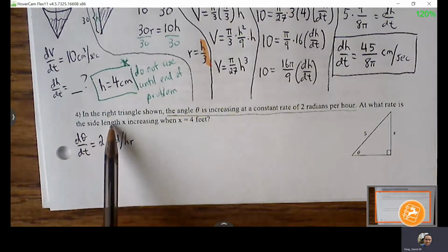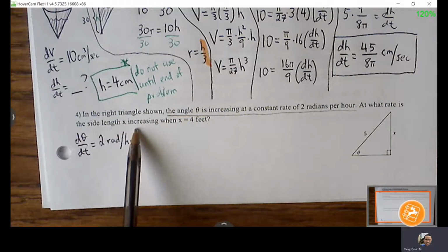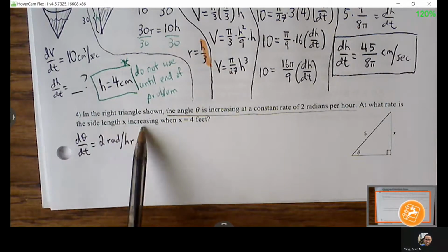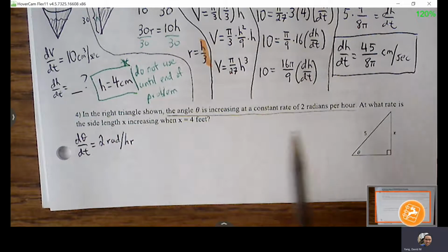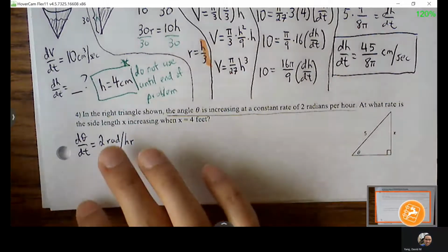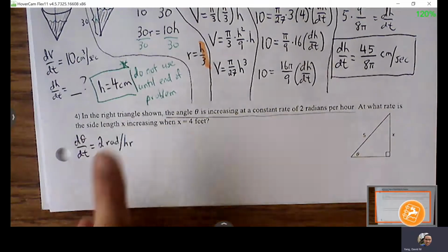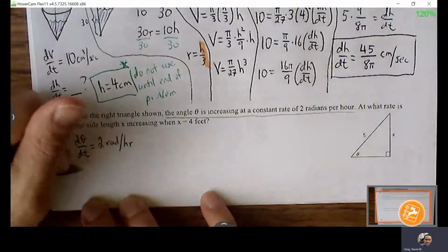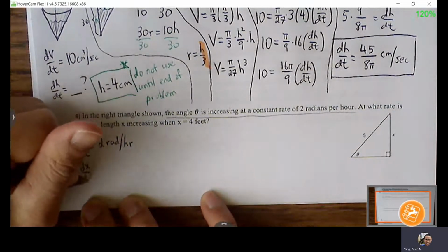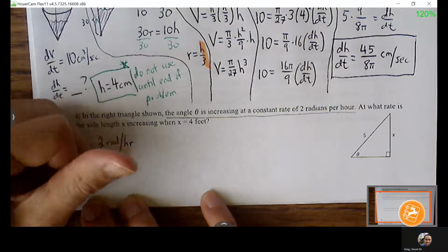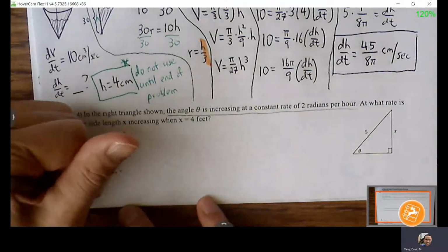At what rate is the length x increasing? What are we looking for? The x, right? dx dt. At what rate is the side length x? You know that's not a static value, that's a rate. So dx dt is what we're after when x is 4 feet.